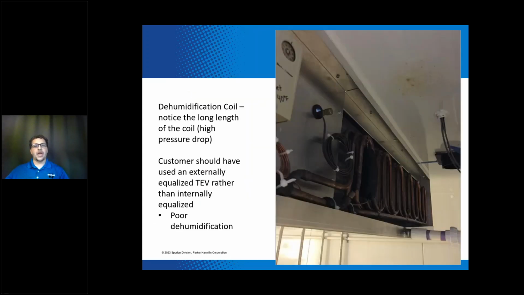So here's the dehumidification coil, and you're going to notice how long that coil is, which means there is a substantial amount of pressure drop through that coil. The customer installed an internally equalized TEV feeding this dehumidification coil, but they really should have installed an externally equalized TEV instead. The result was that they had poor dehumidification because they were starving that dehumidification coil by using an internally equalized TEV.